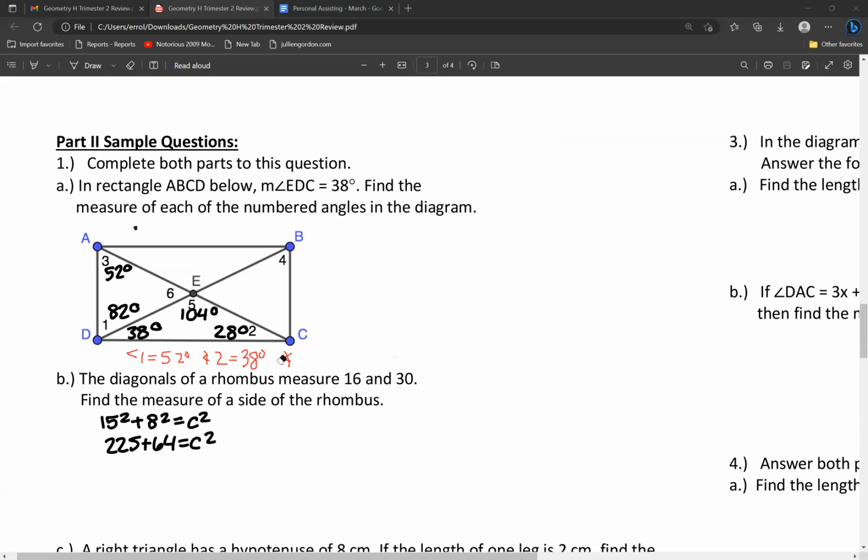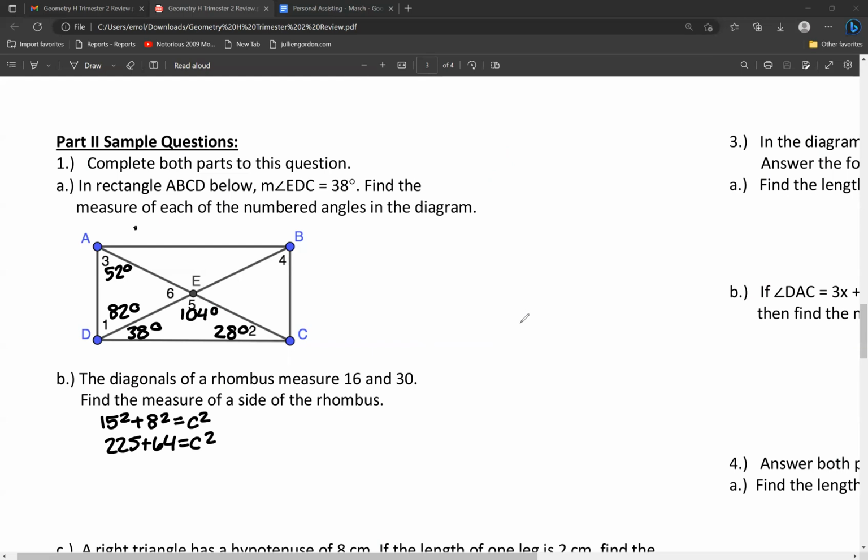Okay. All right. Which one do you want to do? B? Yeah. The diagonals of a rhombus measure 16 and 30. Find the measure of the side of the rhombus. Okay. Oh, so use Pythagorean there. Yeah, all right. So what does a rhombus look like again?